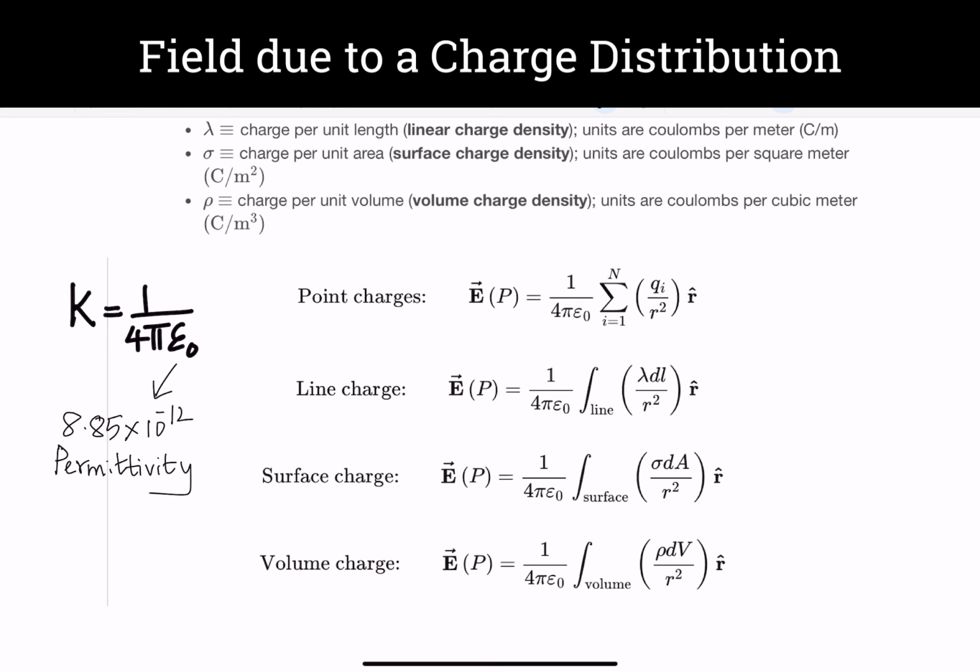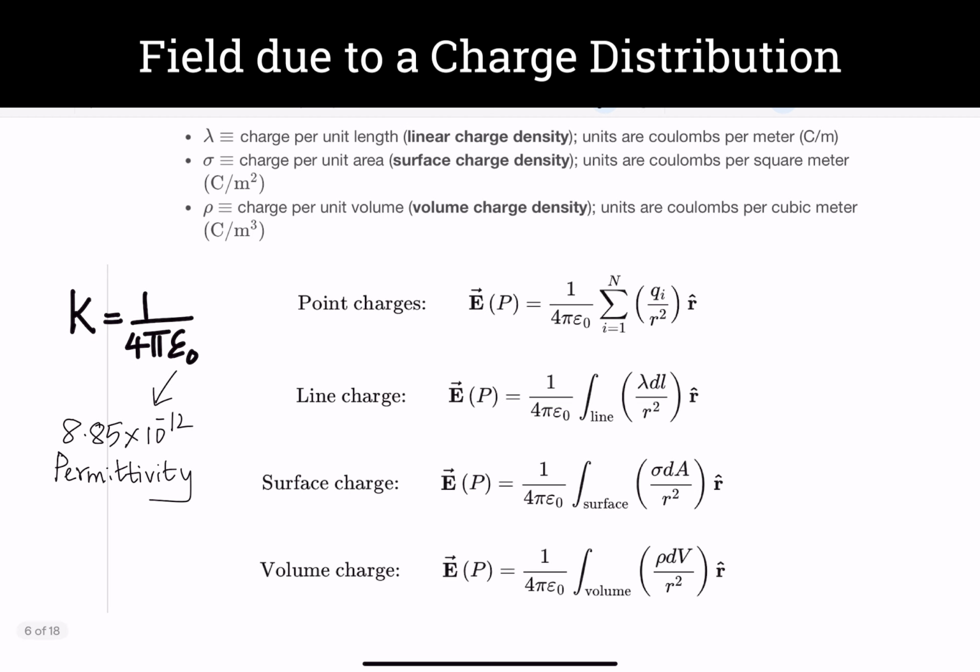So smaller the permittivity, bigger the value of K. So we're talking about air here. When it comes to other materials, we will see how its permittivity is calculated in relation to the permittivity of air. We can do that later, but I just want to tell you that instead of writing 1 over 4 pi epsilon naught, we could have just put the K there.